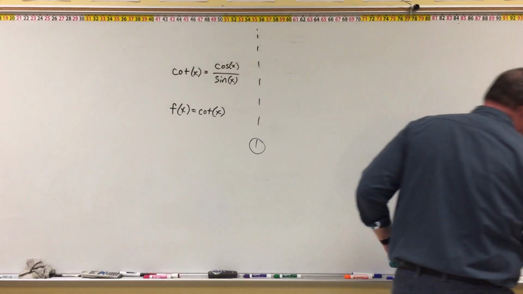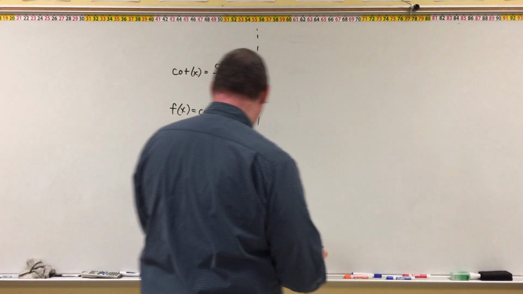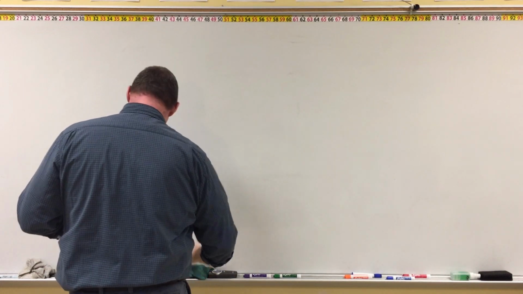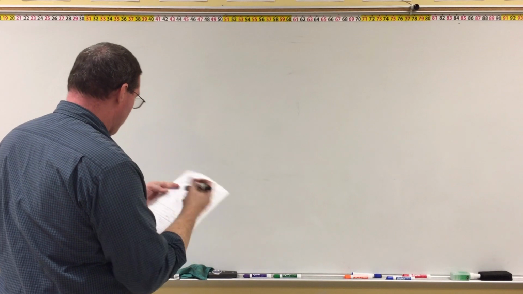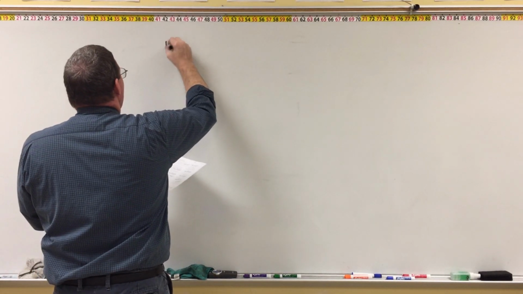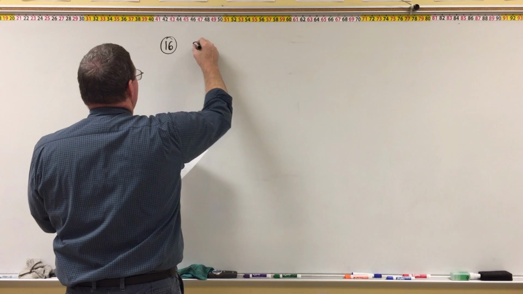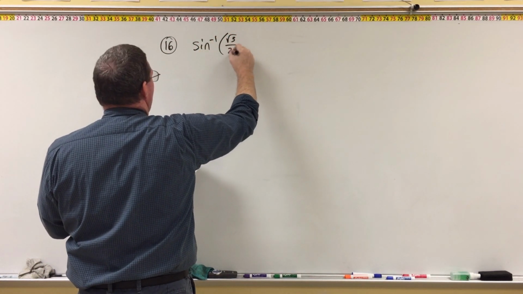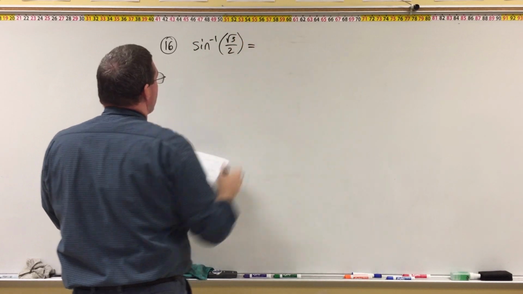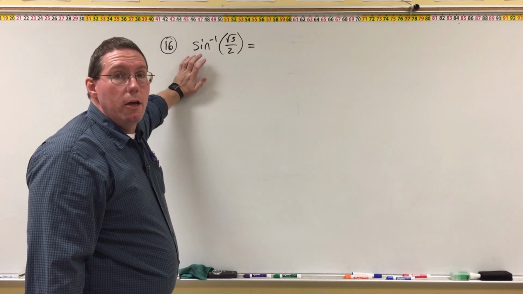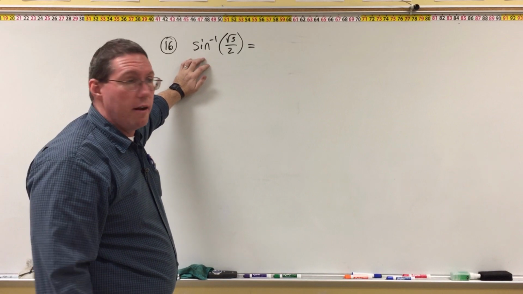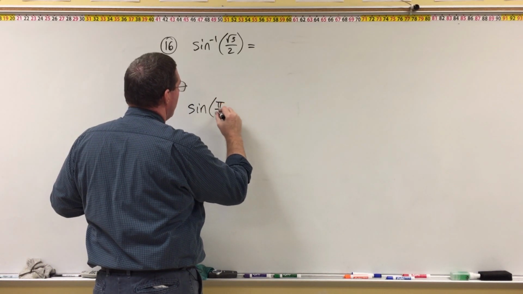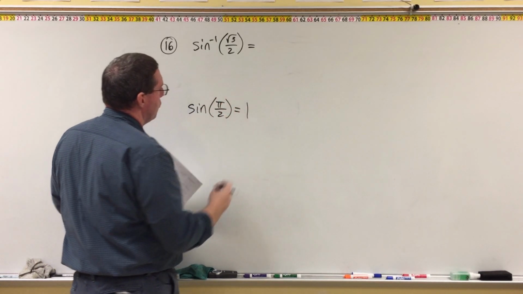We're now moving on to day 19. Day 19 says evaluate a bunch of inverse trig functions. And the first one, this is question 16, says, what is sine inverse of square root of 3 over 2? And so here's what we have to remember. If we had sine, we would have sine of pi over 2. And we know the answer to sine of pi over 2 is 1.